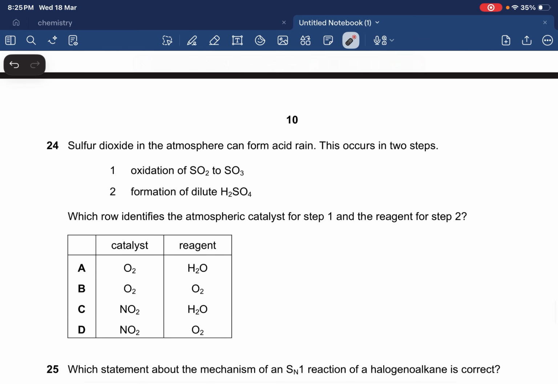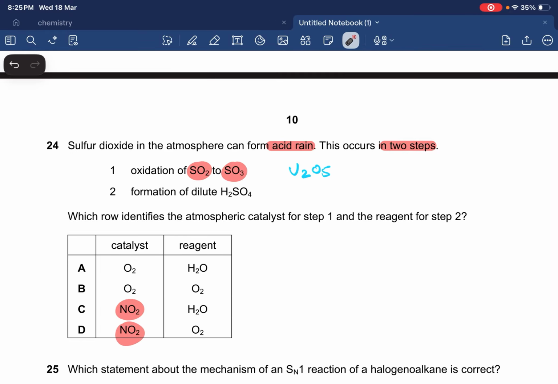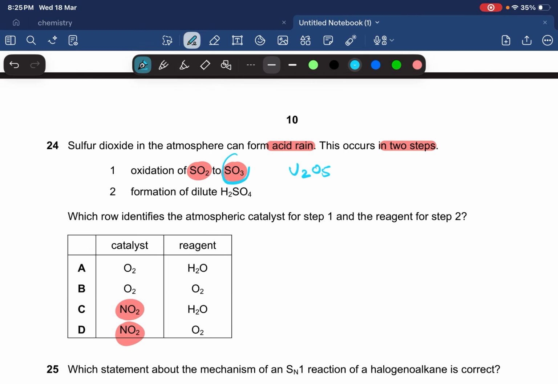Sulfur dioxide in the atmosphere can form acid rain. This occurs in 2 steps: the oxidation of SO2 to SO3, which is catalyzed by NO2 in the atmosphere. When we do it in the lab, we use vanadium oxide as the catalyst, but in the atmosphere, NO2 oxidizes it. Then comes the formation of dilute sulfuric acid. What happens is that sulfur trioxide is going to react with water to form sulfuric acid.